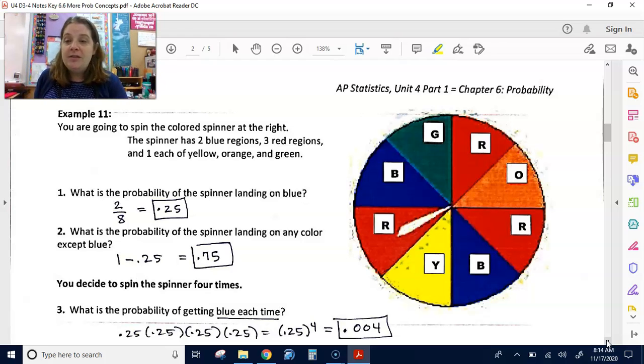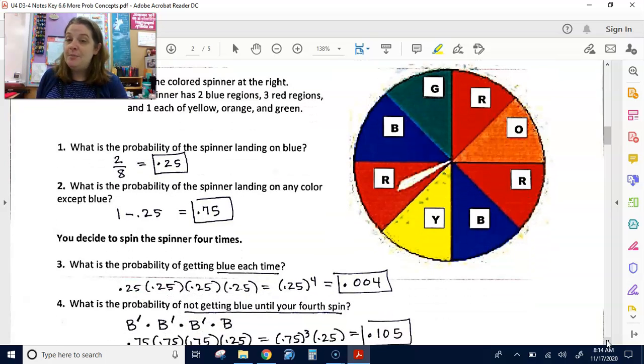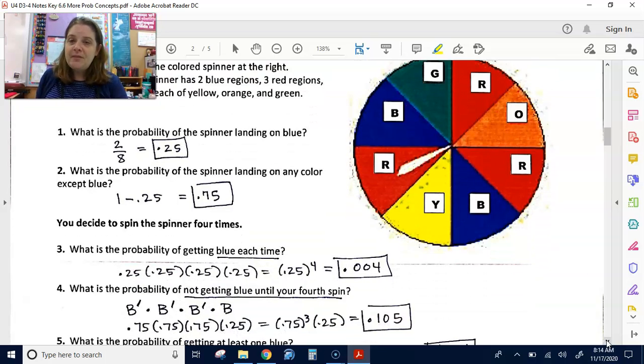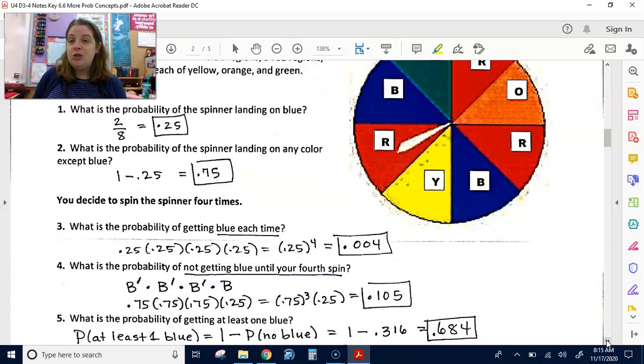Now, we're going to decide to spin the spinner 4 times. This would be independent because I'm assuming that if we spin the spinner and we get blue, that doesn't change the probability of getting blue the second time. So each spin is going to be independent. And it says, what's the probability of getting blue each time? So if getting blue once is 25%, then getting blue each time would be 25% times 25% times 25% times 25%, or 0.25 to the fourth. That's going to be your 0.004.